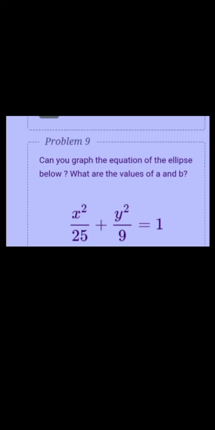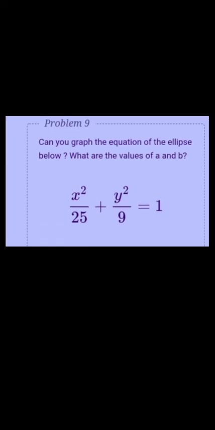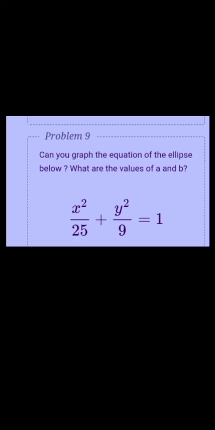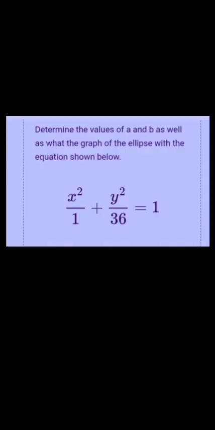Can you graph the equation of the ellipse below? What are the values of a and b? We notice that our denominators are perfect squares. So x squared all over 25 plus y squared all over 9 is equal to 1. We must convert 25 to square form, and so with 9: x squared all over 5 squared plus y squared all over 3 squared is equal to 1. This is the graph of the ellipse.